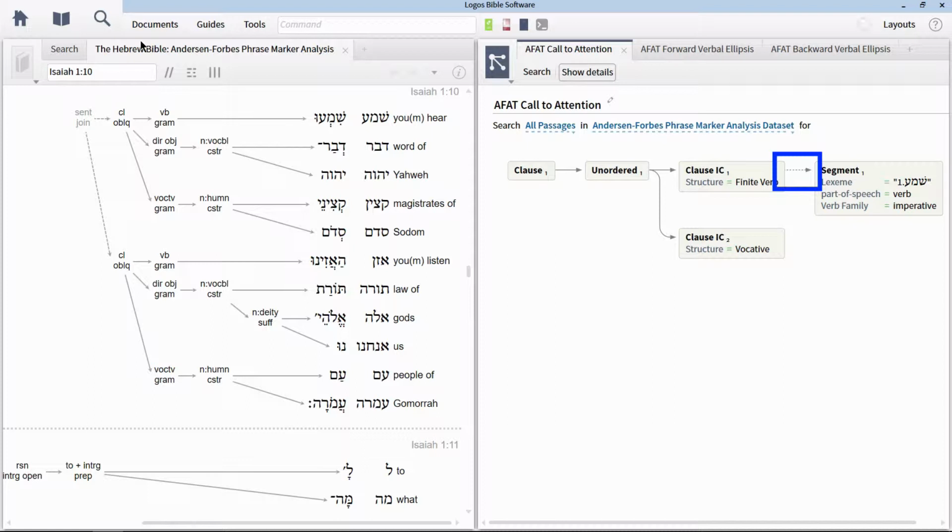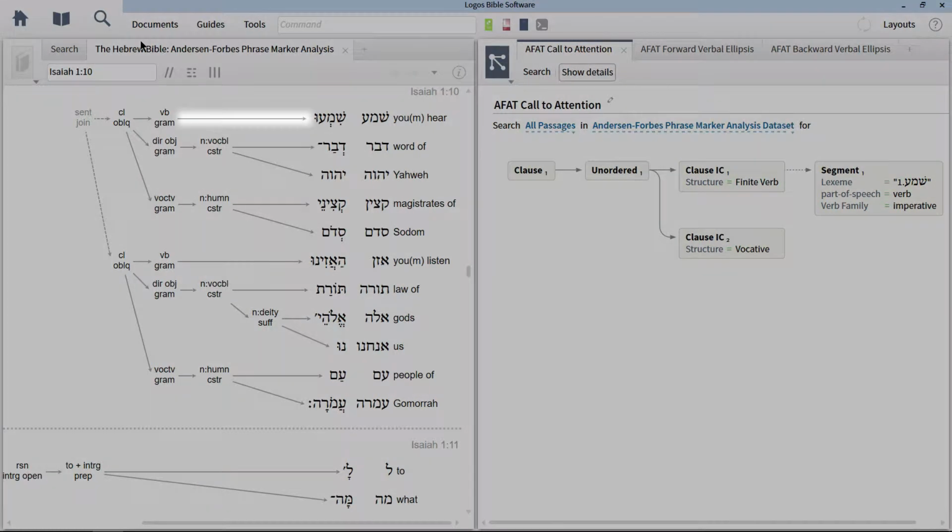This dotted line stands for a command called matching skips levels. This means that there can be any number of nodes that exist between the verbal kick node and the actual segment node. Under the finite verb, we have another node for the vocative.